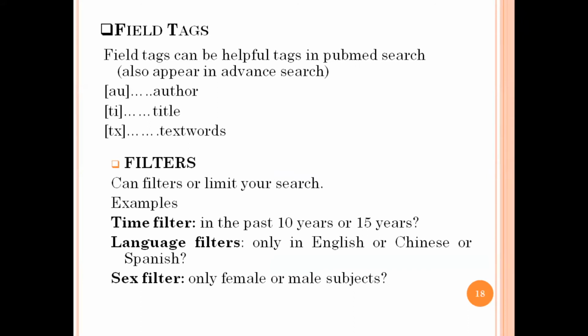Then another thing, once you search, you can filter your search. You can filter the timeline, like last 5 years, 10 years, 15 years. Or if you are going for pediatric patients, you can tick the age, and only those age-related papers will come out. Or if you want only English language papers, you can tick that also.